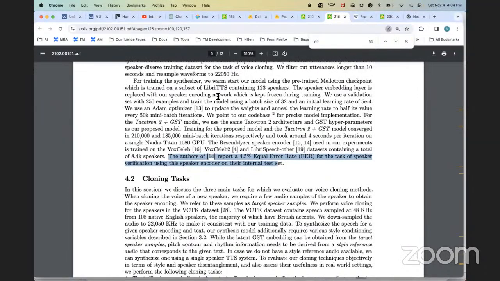I think they're also explaining here the data sets that they use to train, and you can see here that it's an NVIDIA 1080 GPU and the hardware that they used.